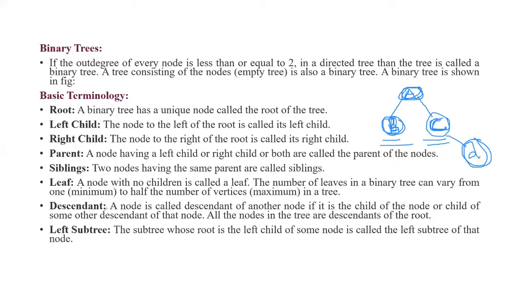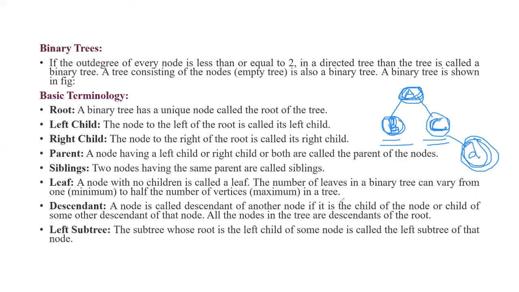Then descendants. A node is called a descendant of another node if it is a child of the node or a child of some other descendant of that node. All the nodes in the tree are descendants of the root. Descendants means what? This A is your root node or parent node. Below this, the descendants are C and B. The descendant of C is D.